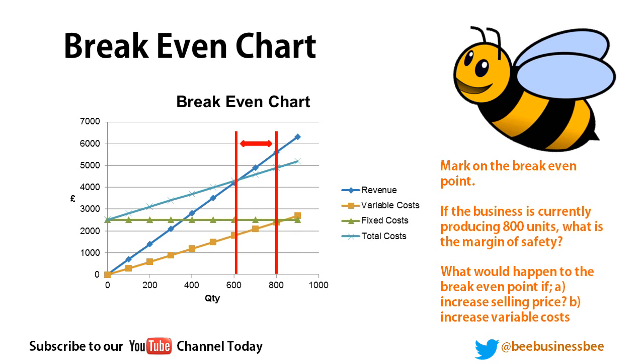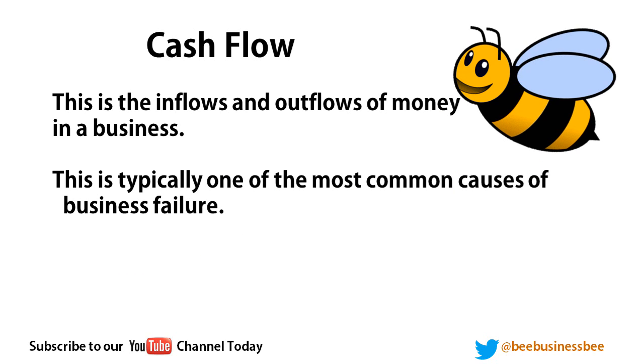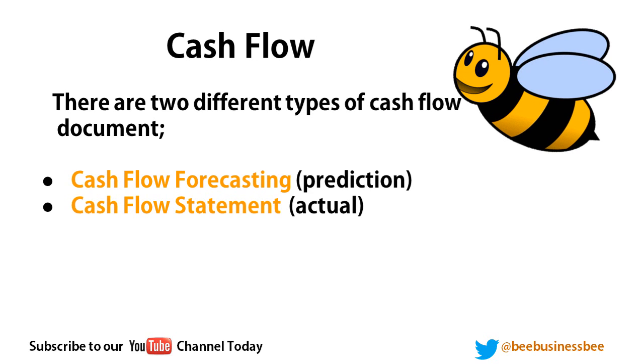We're now going to move on to cash flow. Now, cash flow is the inflows and outflows of money in a business. This is typically one of the most common causes of a business's failure. Cash flow has different terms that get used in the exam. They ask questions quite a lot at the start of the exam about defining these terms. A cash flow forecast is a prediction of the inflows and outflows of money in a business. So remember that, it's a prediction of the inflows and outflows. A cash flow statement is the actual flows of money into and out of a business. Make sure you know those and don't confuse them in the exam, because it's throwing away easy marks.